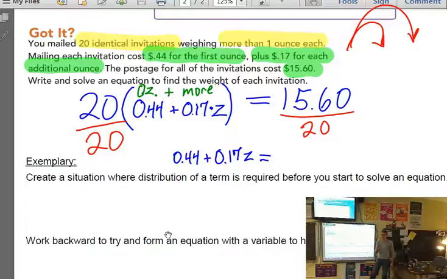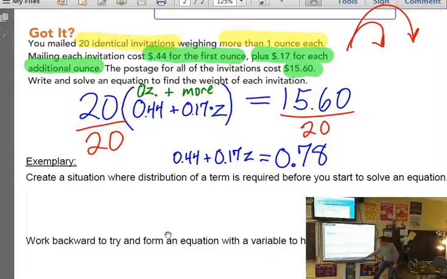It is 78 cents, or 78 hundredths. Yeah, you're right, 78 cents. So what is this actually telling me? Like after we divided by 20, what is this communicating? How much it is for an invitation that is more than an ounce. So this is your one invite price.